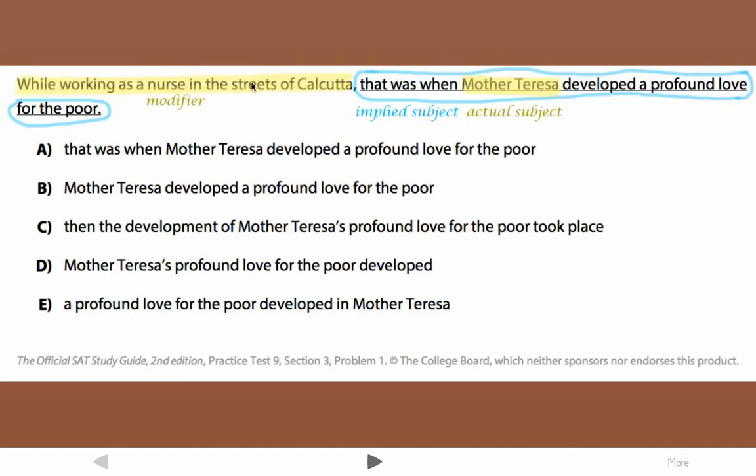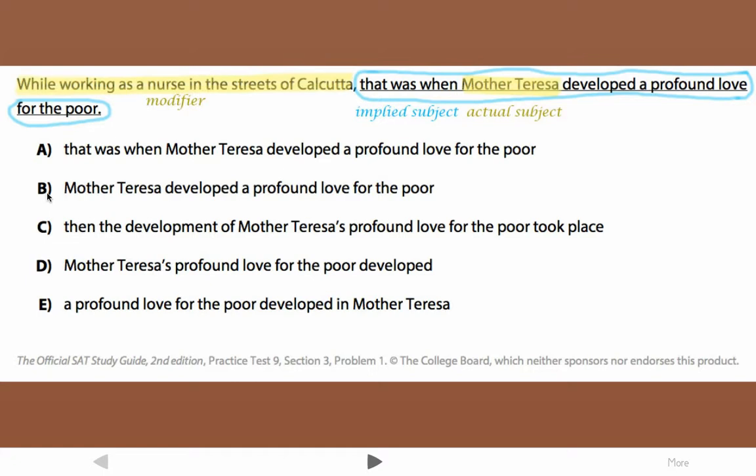The modifier is not describing the fact of when Mother Teresa developed a profound love. It's not when, or that was when, or that fact. It's Mother Teresa herself. So let's move the actual subject right next to its modifier, right immediately following the comma. Therefore, it's answer choice B. While working as a nurse in the streets of Calcutta, Mother Teresa developed a profound love for the poor.